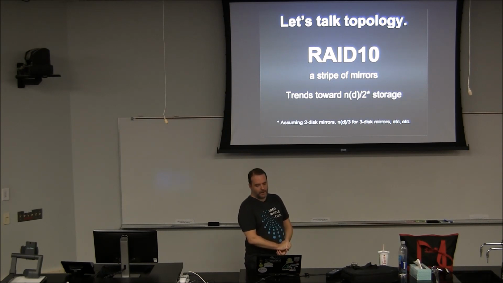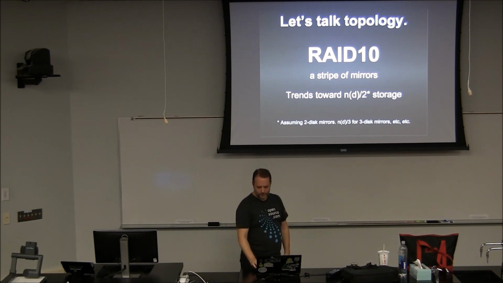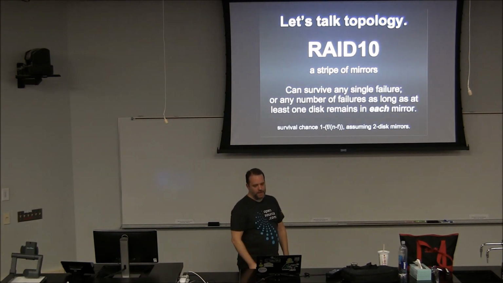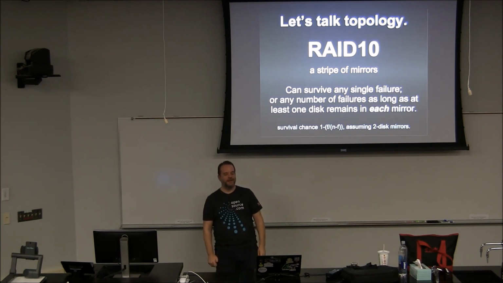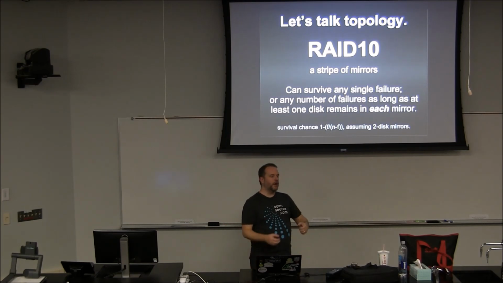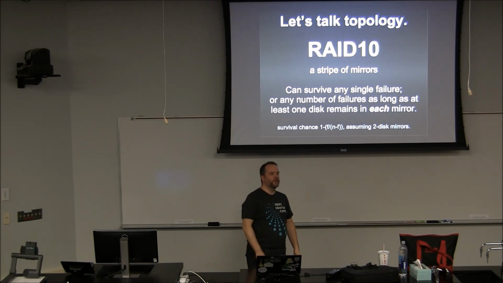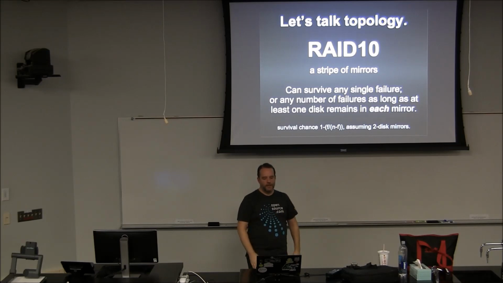All right, so RAID 10, you've got number of disks divided by 2, assuming they're 2-disk mirrors, storage. You can survive any single disk failure, and you can survive any number of failures as long as you've got at least 1 disk surviving in each mirror. The minute you lose all the disks in 1 mirror in a RAID 10, you lost the whole thing. It's all done. Because your blocks are striped across those mirror sets, including the metadata for your file system. So if you've got 2-disk mirrors, if you lose a whole mirror, it's all gone.